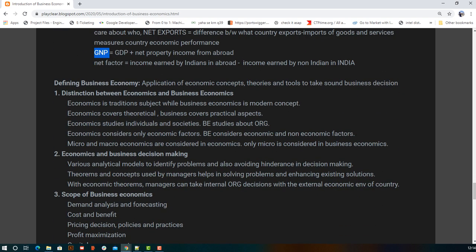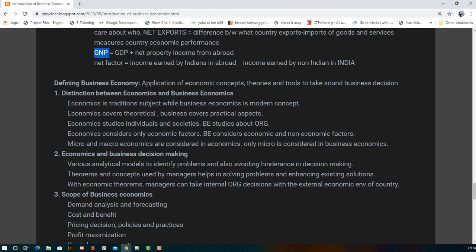Now, some of the last topics are about business economics. Business economics is where all the concepts we have been learning so far are used in analyzing something. It might be a law, it might be a theory, or it might be a simple concept. All those we are applying somewhere, and that we call business economics.